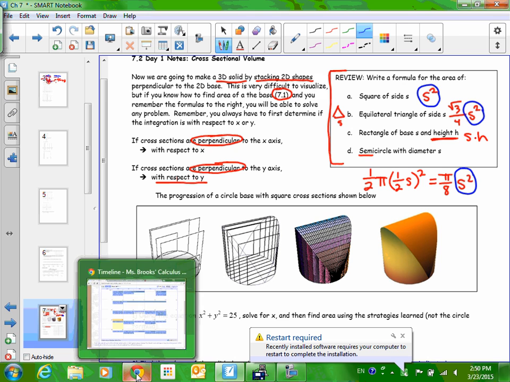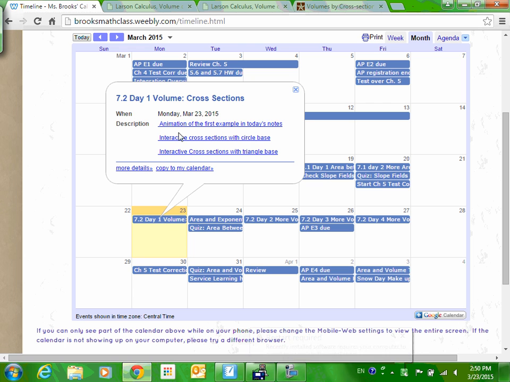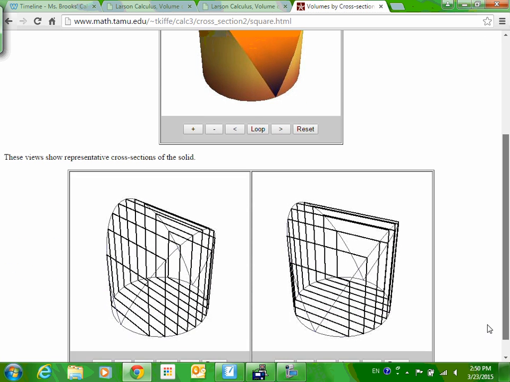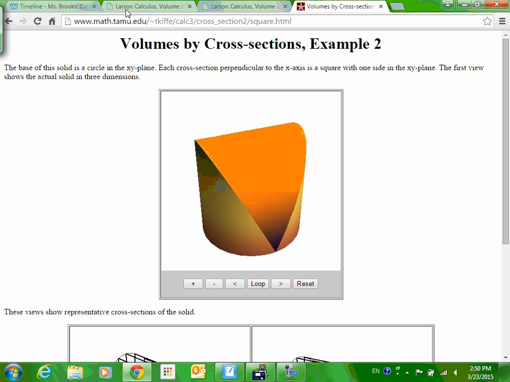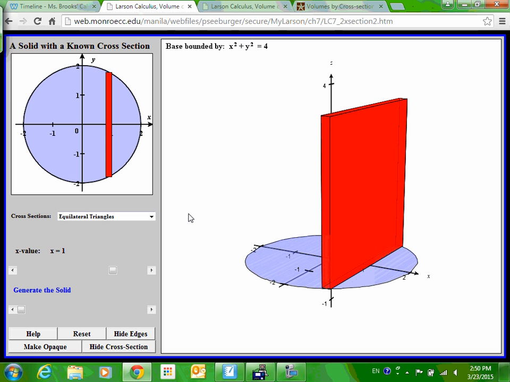Okay, what I want to show you, and by the way, if you go to the timeline and you go for today, you're going to see 3 links. The top link looks like this, and it looks like the one on our paper. Okay, I just put that on there for you. This middle link is what we're going to spend most of the time on. The third link we're not even going to get to.